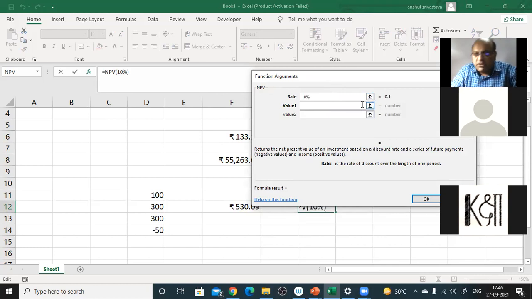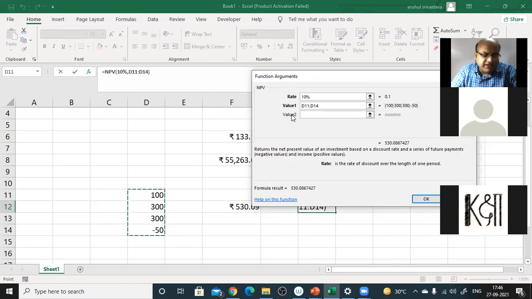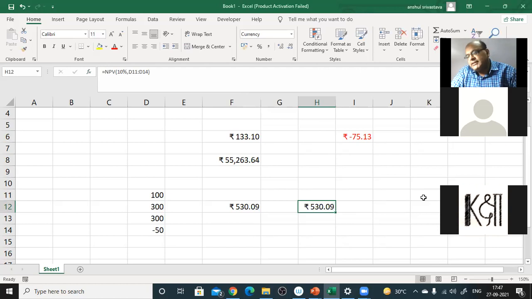10% and just observe. I click on this and however, I'll select all the numbers together. Instead of putting all the numbers separately, if I have too many numbers in Excel, I can select all the numbers together and press OK. Same value I'll be getting. That means getting 100 rupees 1 year down the line, 2 years down the line, 3 years down the line, and spending 50 rupees 4 years down the line is equivalent to 530.09 today.